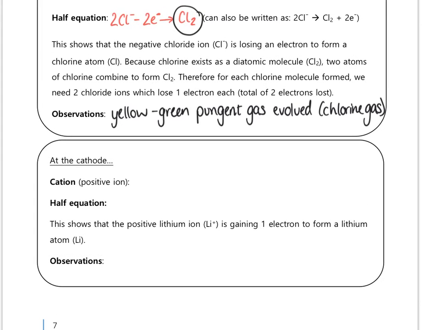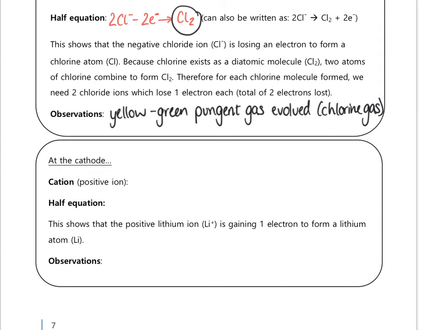Moving down then to the cathode, well, first I need to identify what is my cation, and we know that it is lithium plus for this example. What half equation could I use? Well, I'm starting with my lithium ion, and I'm asking myself, what do I need to do to get back to an atom? With a lithium ion, we need to gain 1 electron, and it becomes a lithium atom.